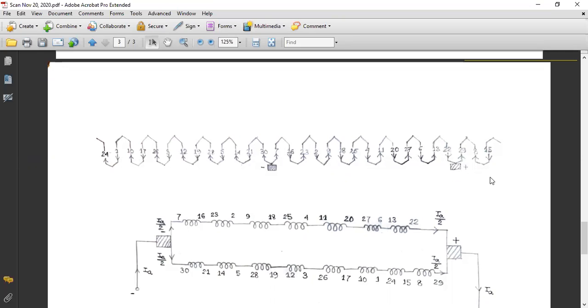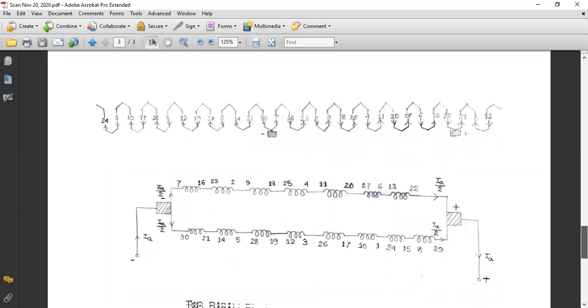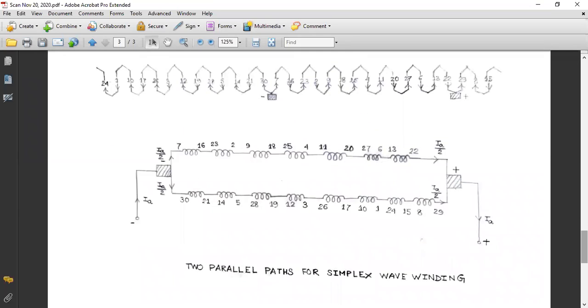Okay, so this is how two parallel paths are made. You see, this is how two parallel paths are made between two brushes. So whatever the armature current will be flowing, that will be halved in two paths. So if you have any doubt, you can ask.